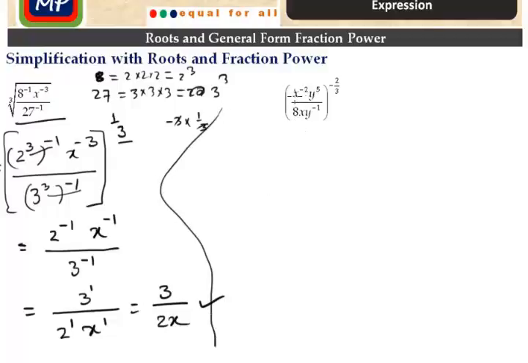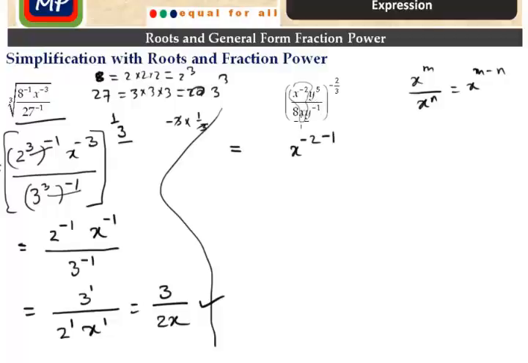Now here we are given x to the power minus 2 and y to the power 5, divided by 8x and y to the power minus 1, the whole to the power minus 2 by 3. Here, before distributing this power within the bracket, we can do some calculation, because here we have x to the power minus 2 and x. So using the division formula, that is x to the power m divided by x to the power n equals x to the power m minus n, we can write x to the power minus 2, and here x means x to the power 1, so it will be x to the power minus 1.